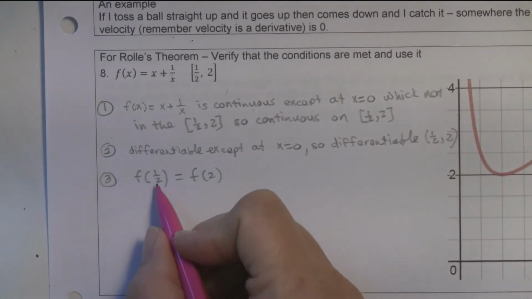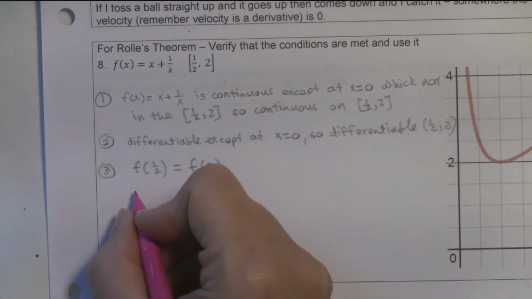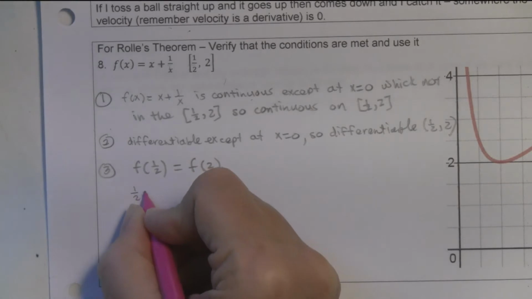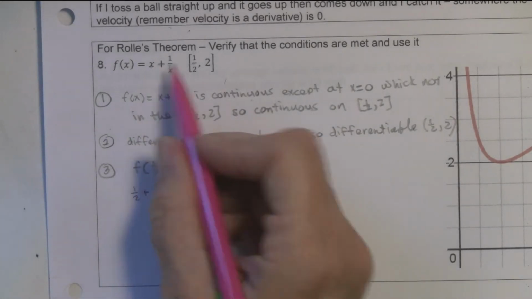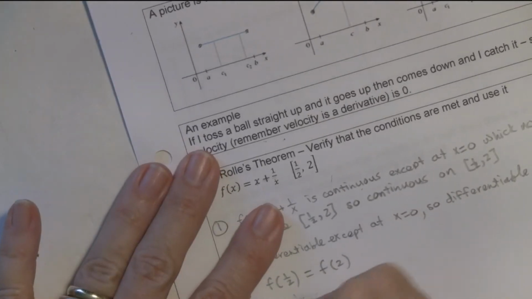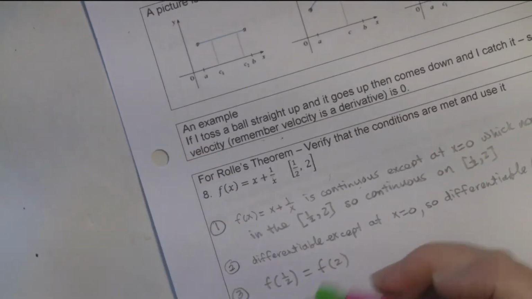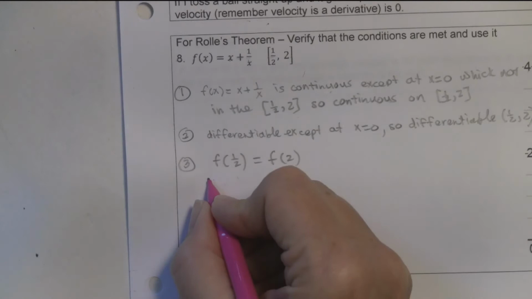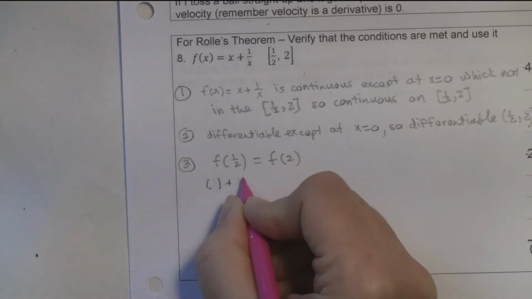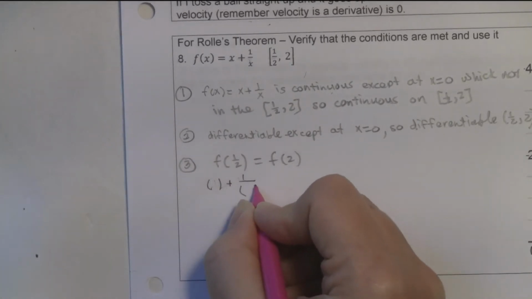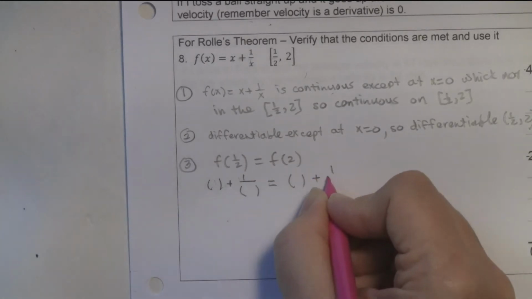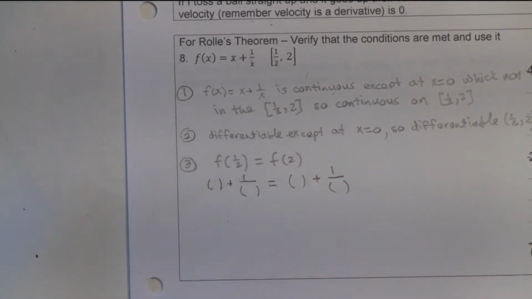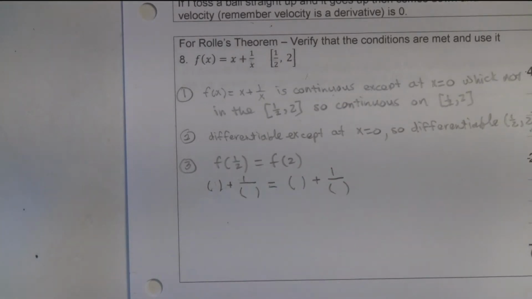Now I have to make sure that this is met. So this would be half plus 1 over, right? I'm replacing. I'm going to write my parentheses in here. Here plus 1 over here equals, and then this is going to be this plus this over this. And so I'm putting the parentheses in there just to make sure.